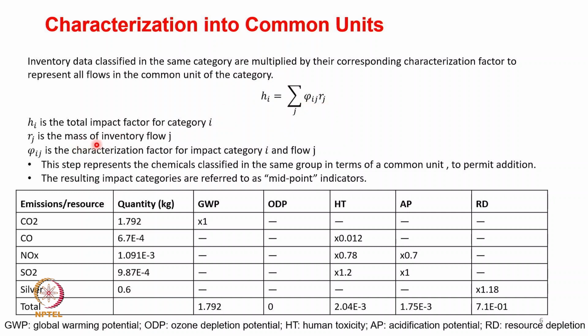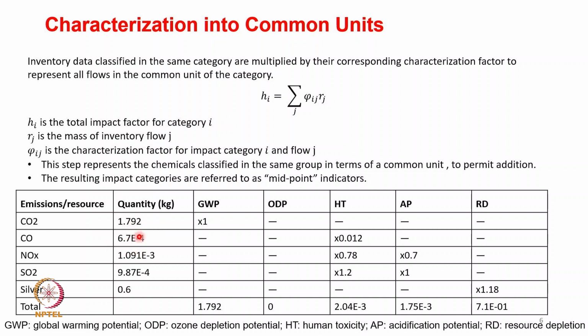Here R_j is the mass of the inventory flow j, and psi_ij is the characterization factor for the impact category i and flow j. So this typically represents the chemicals classified in the same group in terms of a common unit to permit addition. This thereby results in the impact category, which we call the midpoint impact category. So for instance, if you see CO2, CO, NOx, SOx, and so on, this is one such example.